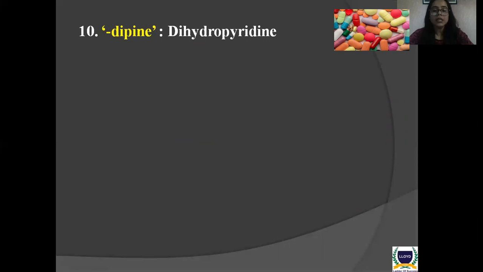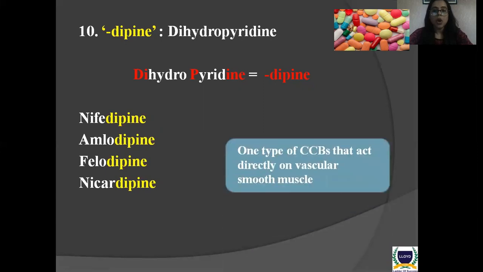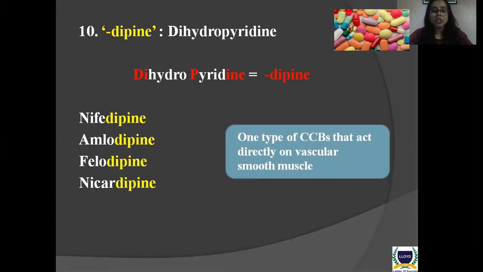Our next suffix is dipine. Dipine indicates they are dihydropyridines. As the name is derived, from the dihydropyridine, the di would be taken from dihydro, and the pine is taken from pyridine. So in this way the dipine would be derived. Under the category of dihydropyridines, we have drugs like nifedipine, amlodipine, felodipine, and nicardipine. All these are calcium channel blockers that act directly on vascular smooth muscles.